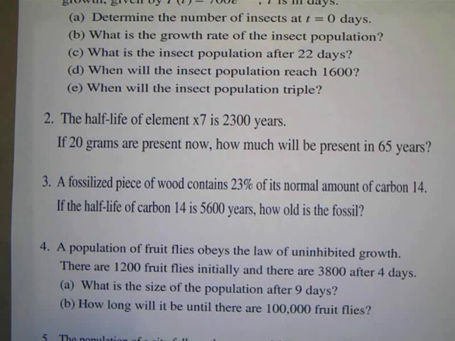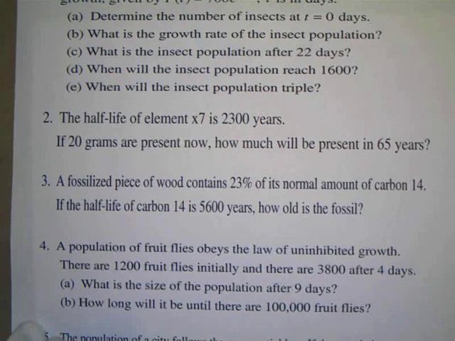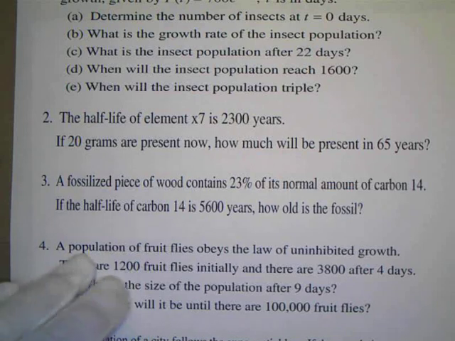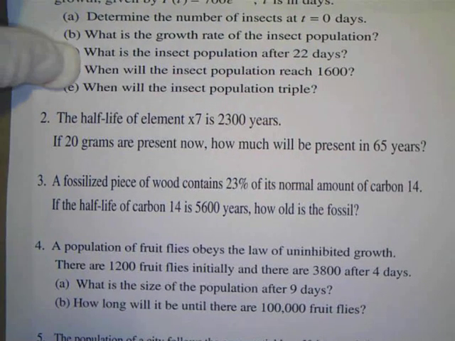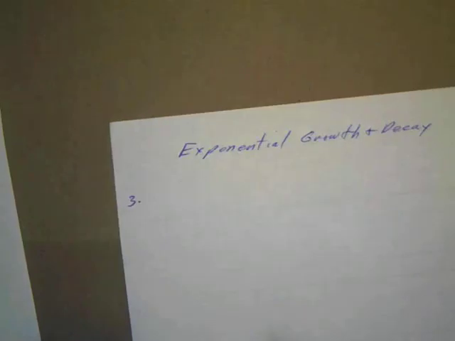Here's another example, number 3. A fossilized piece of wood contains 23% of the normal amount of carbon-14. The half-life of carbon-14 is 5,600 years. How old is the fossil? So, again, we're going to use our same basic formula.